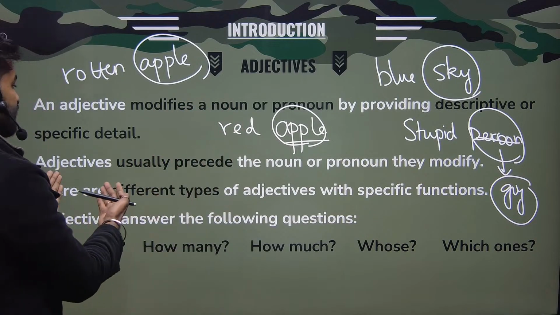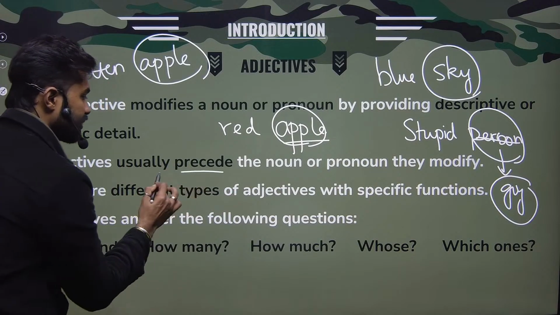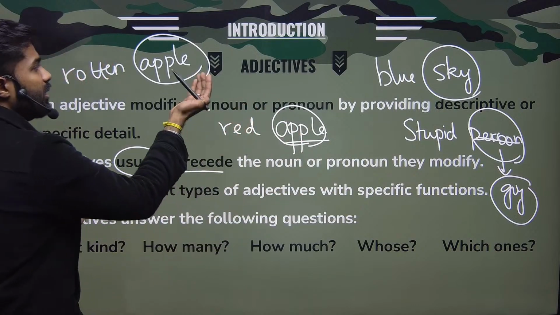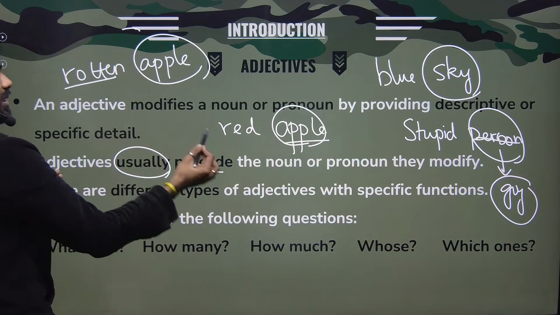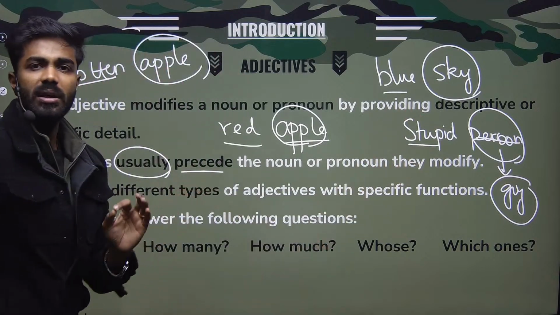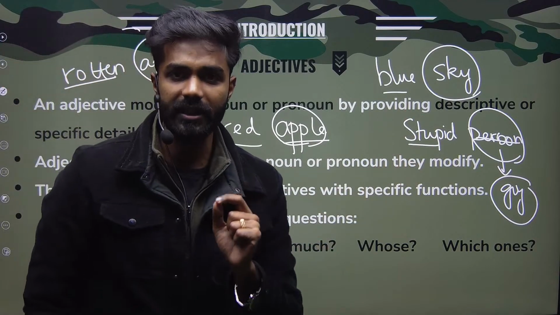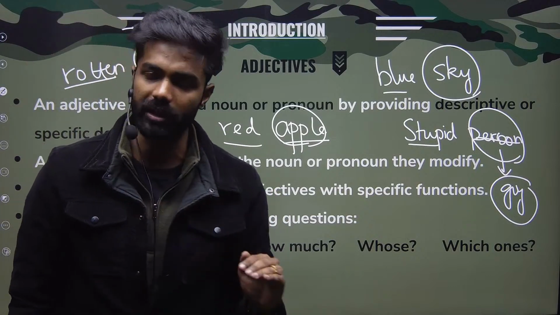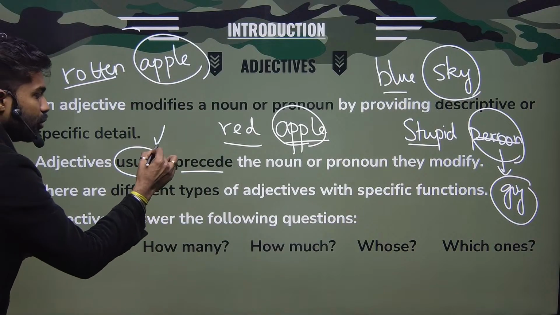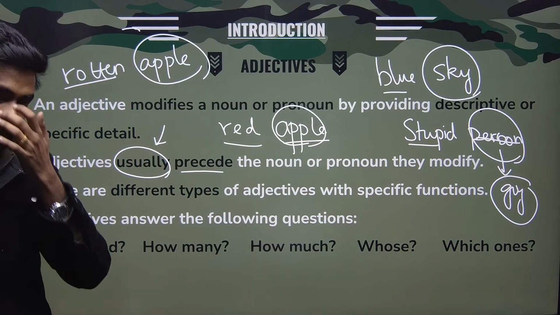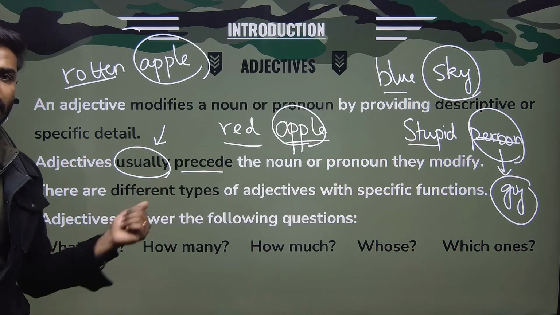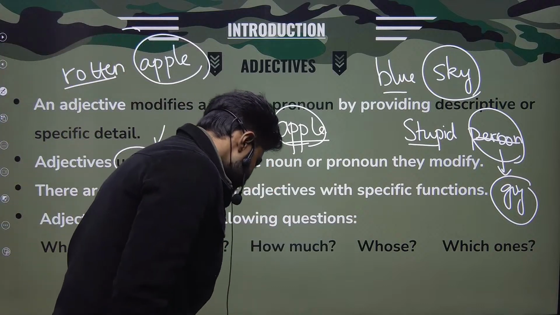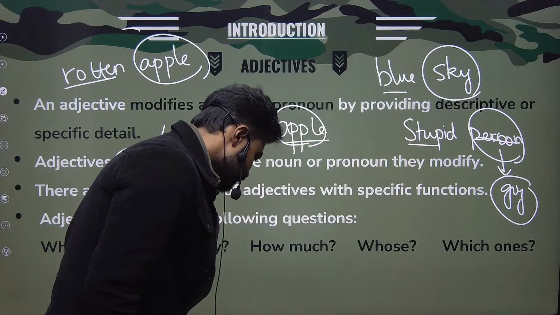So the second statement is saying that adjectives usually precede. Usually precede means they usually take their place before a noun. But if you ask me, sir, is it necessary that all these adjectives should always take their position before a noun? Not necessarily. That is why, in 99% of cases, adjectives precede the noun or pronoun they modify. I hope your doubt is clear now. All clear, Jyoti? All right, good.